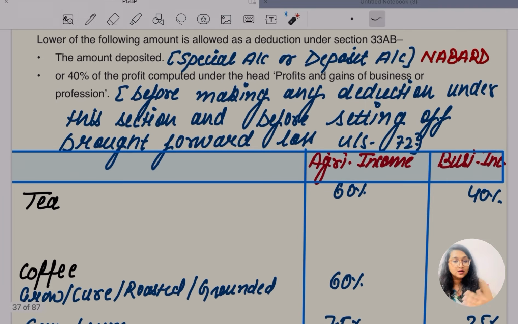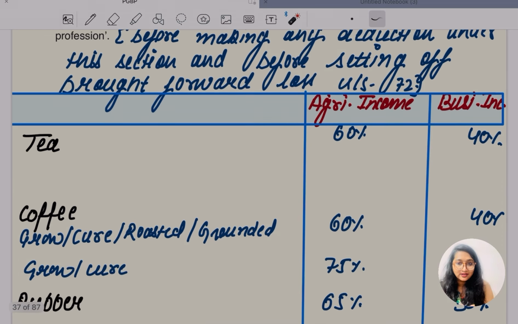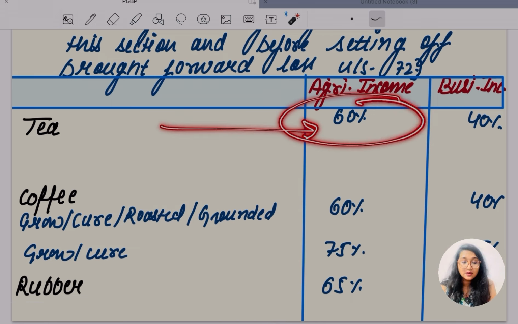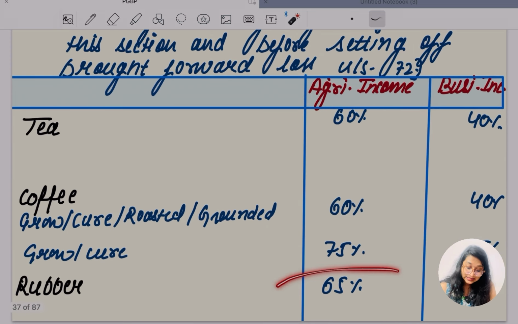Okay, now we know that there is business income and there is agriculture income. There is some specified percentage of the amount which is actually gained from this PGBP. If it consists of agriculture income and non-agriculture income, we compute it as a specified percentage. So for tea it's going to be 60%: 60% agriculture income, remaining 40% is going to be business income. What about rubber? It's going to be 65%, and the remaining 35% is going to be business income. This much I have understood.